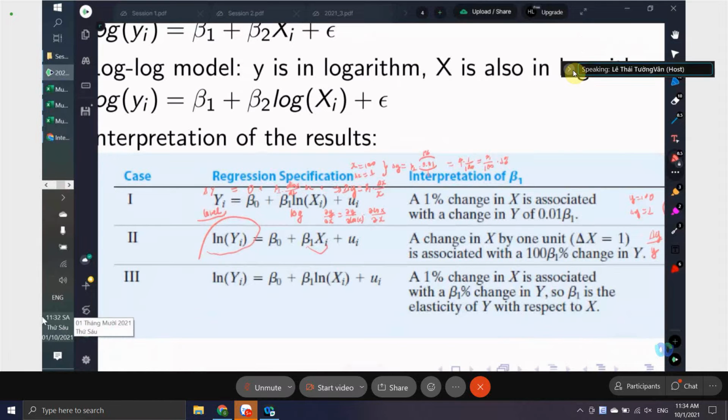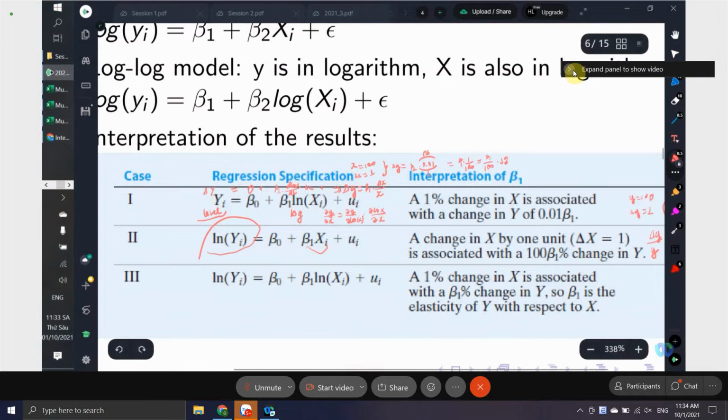Of course, yearly income is in log level, and education is in unit, in level. How should I interpret the results? I need a volunteer here.